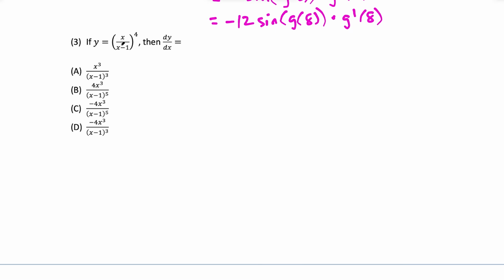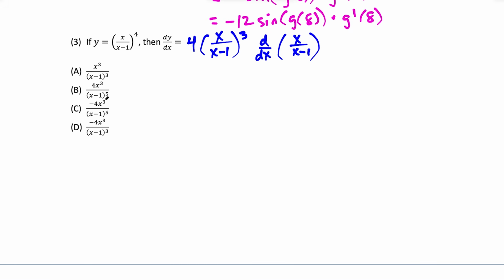Question 3, we have this equation here, and we're going to find the derivative dy/dx. So we're going to use the chain rule again, and our outside function is a power of 4. So we're going to use the power rule. We're going to have 4 times x over x minus 1, to the 4 minus 1, which is 3. And we're going to multiply this by the derivative of x over x minus 1. So this question here is a combination question. We're going to have to use the quotient rule here to take the derivative of this quotient.